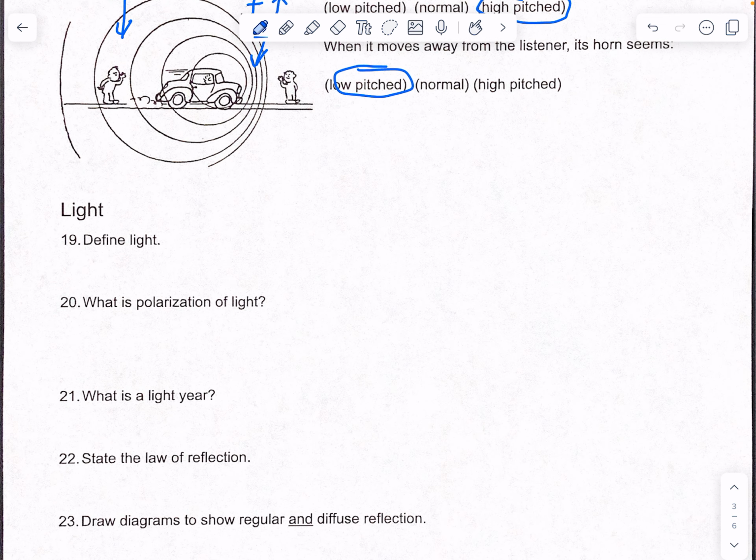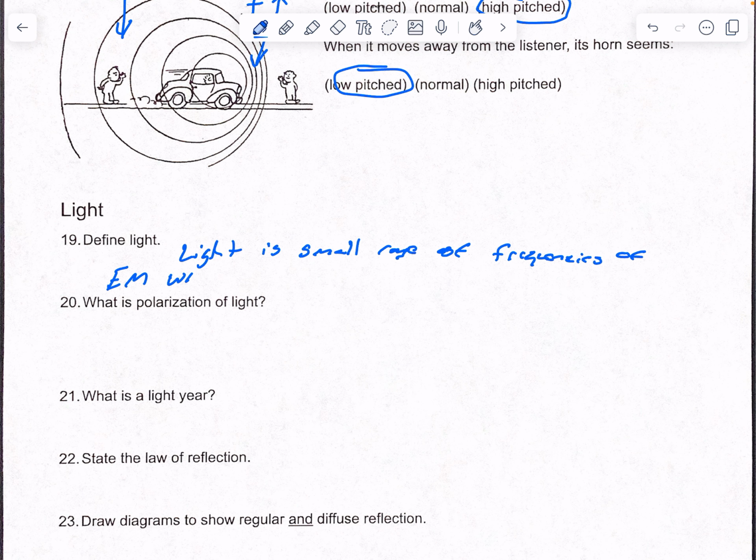Now light. Light is a small range of frequencies of electromagnetic waves, so EM waves, that are visible. All of these are going to be traveling at the speed of light, so 3.0 times 10 to the 8th.